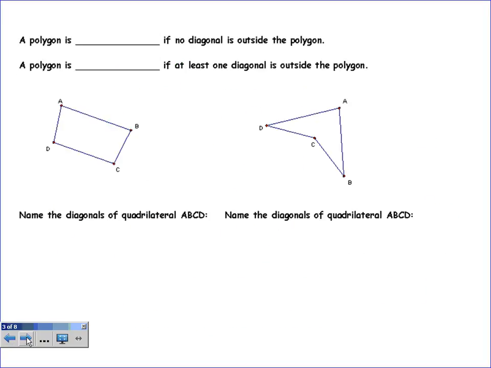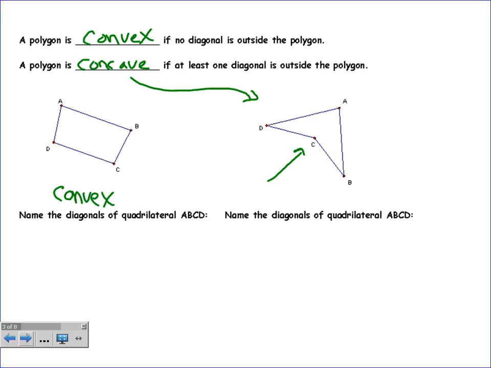Okay, a polygon is blank if no diagonals are outside. We're looking at either convex or concave. Convex. And this one must be concave if there's one on the outside. So this one right here is concave, because look, there's a dented in area right there. That's concave. This one over here is what we think of as normal. Convex for us is just normal. Concave is the one we talk about a little bit more because it's not normal. Dented in is not normal.